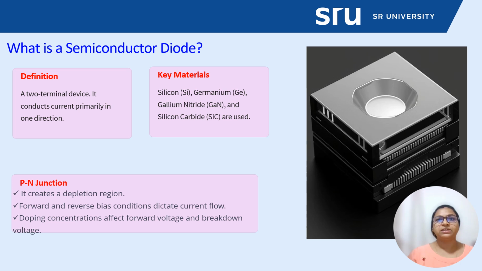This creates an electric field pointing from N to P, and establishes equilibrium, where the diffusion current equals the drift current. So they create the built-in potential, and typically the built-in potential for silicon is 0.6 to 0.7 volt, and it prevents further diffusion.